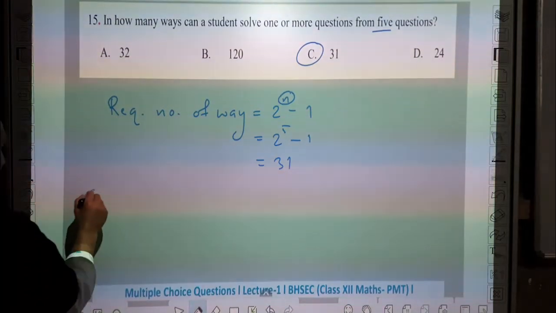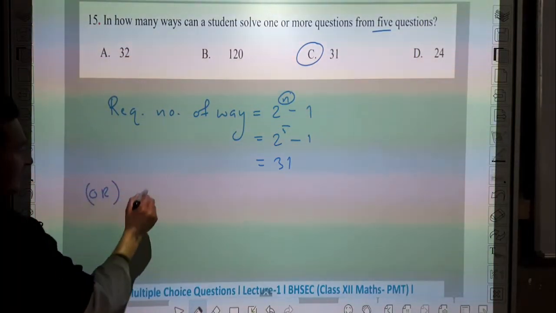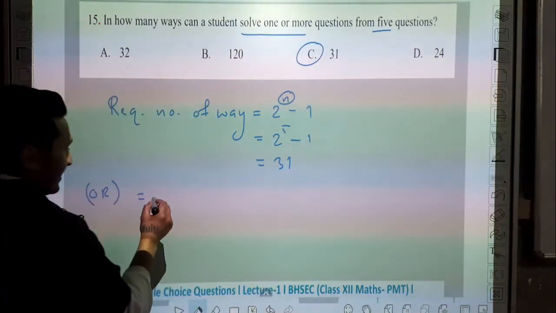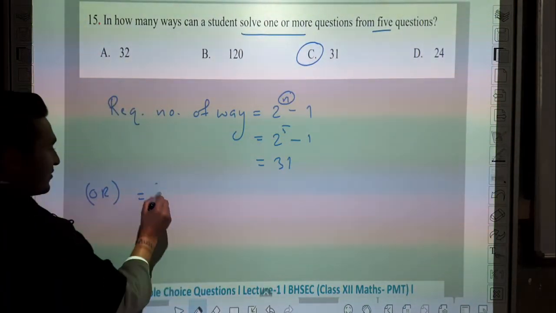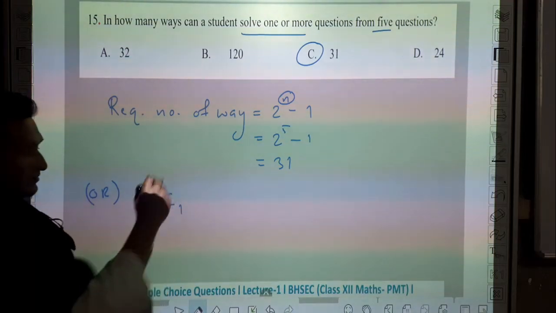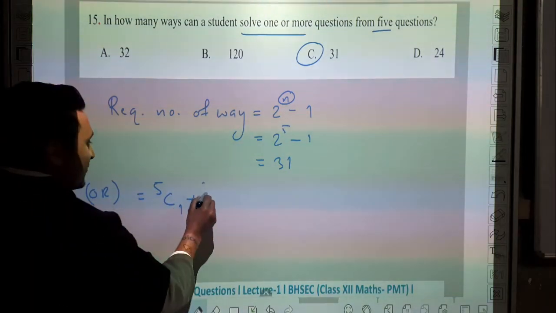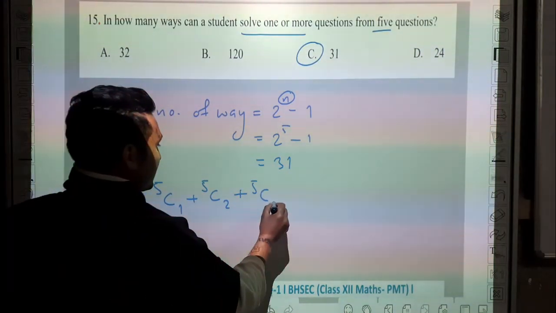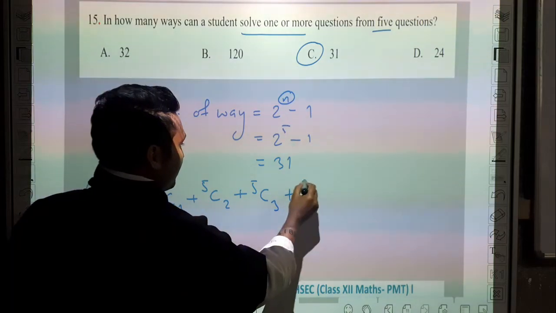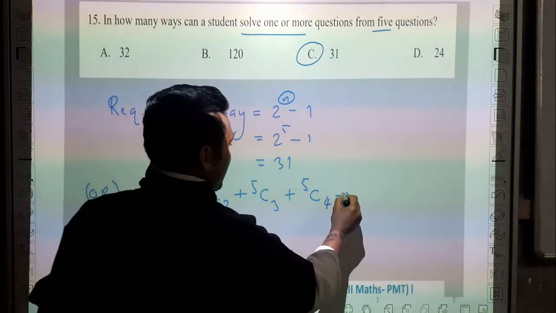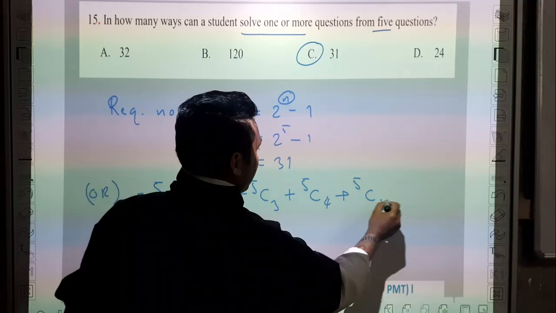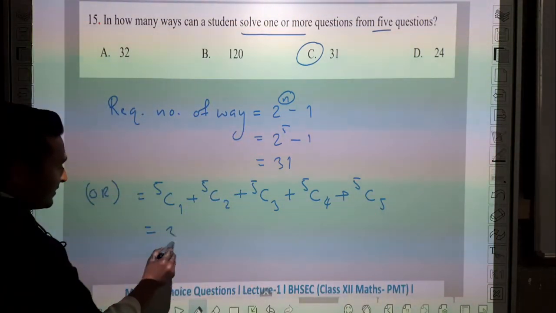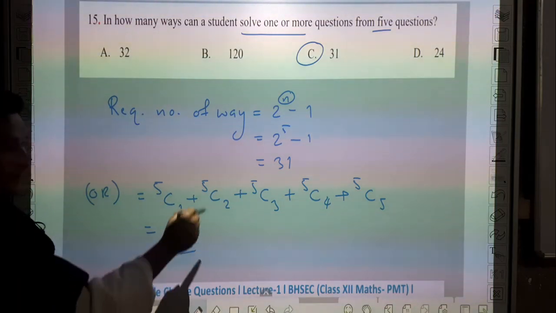You can also find that this is like solving one or more questions. So out of 5 questions, you can solve only 1, or out of 5 you can solve 2, or out of 5 you can solve 3, or out of 5 you can solve 4, or you are solving all 5. So solving one or more questions will also give us the answer 31.